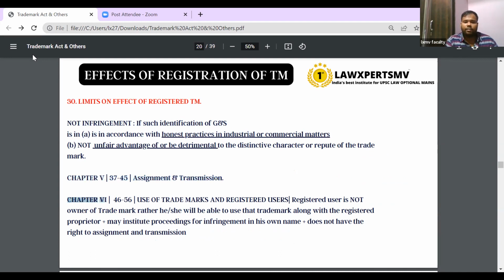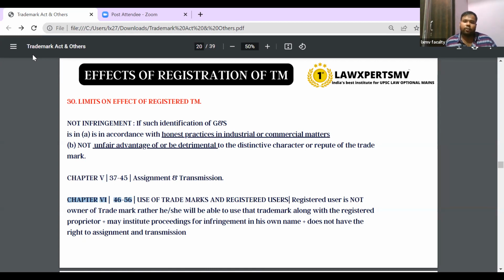And chapter 6 is nothing but registered users. Registered users are nothing but the licensee himself. So the licensor is the person who is giving the license, and the licensee is considered to be the registered user. So this registered user will be able to use this particular trademark along with the registered proprietor, and he can institute any infringement proceeding also. But he cannot assign it to another person.